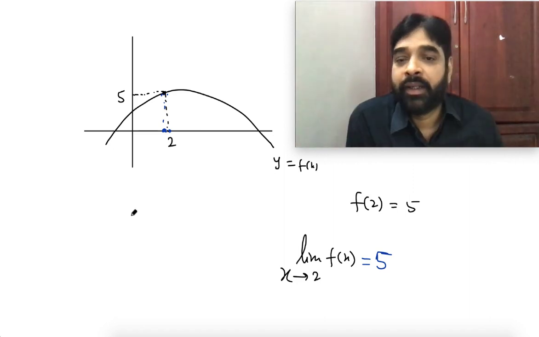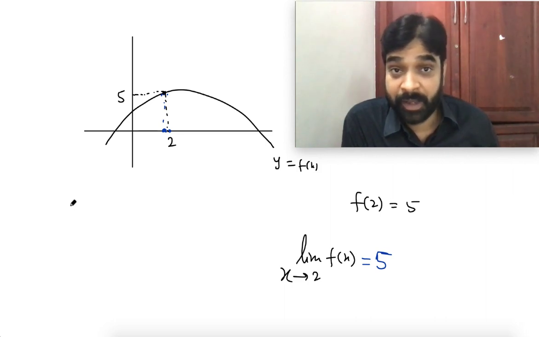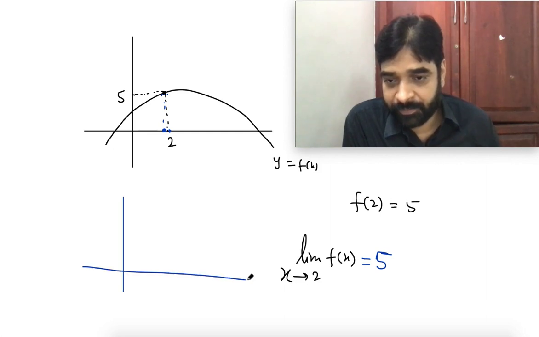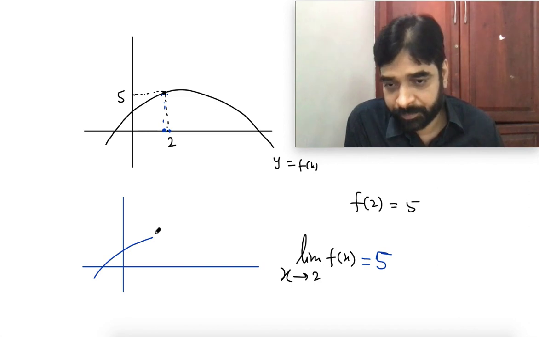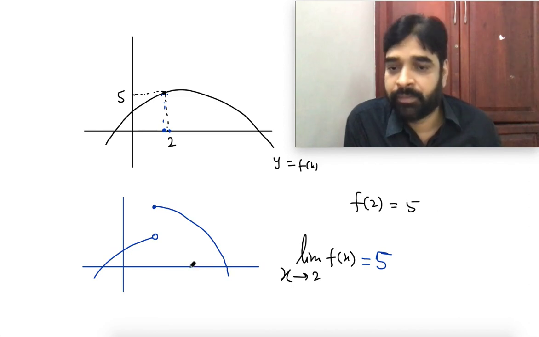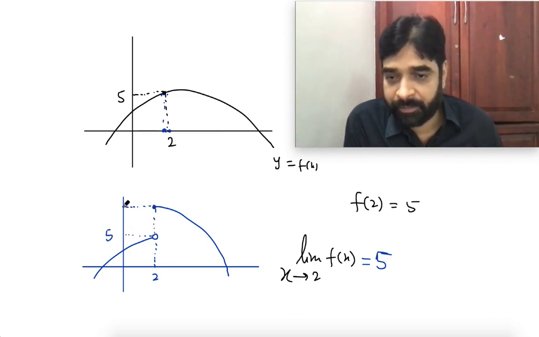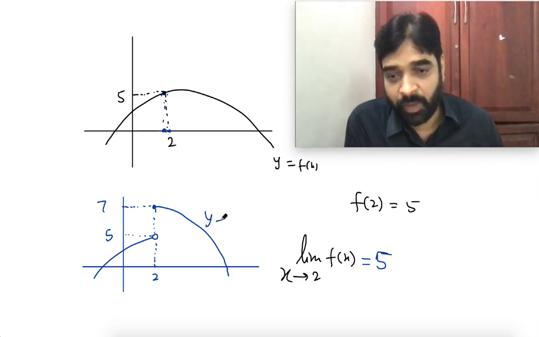Hold on. Now, think carefully. Suppose somebody asks you, listen to me carefully. This point is very important. The graph is this. And this is 2. This is 5. This is 2. And this is 7. Let's do analysis on this graph. This is also the y equals f(x) graph.